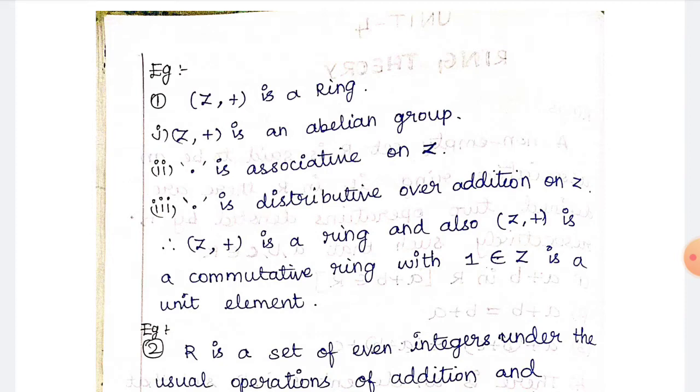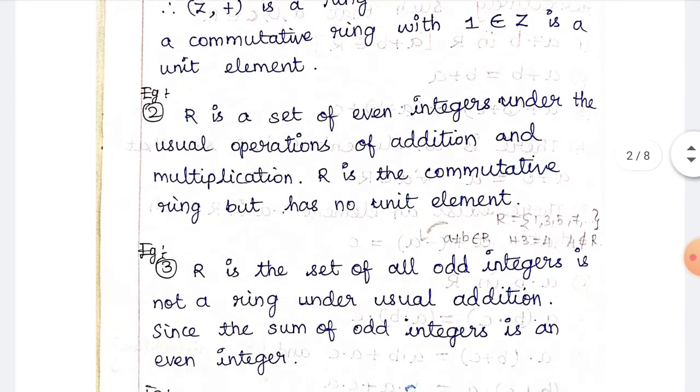The next is example number 2. R is the set of even integers under usual addition and multiplication. So R is the set of even integers, only taking 2, 4, 6, 8, etc. That is a ring with the usual operations of addition and multiplication. And also R is a commutative ring but has no unit element. R is a commutative ring, but the unit element 1 does not belong to R, because this is the set of even integers. 1 is not an even number, so it is a ring but does not have a unit element.